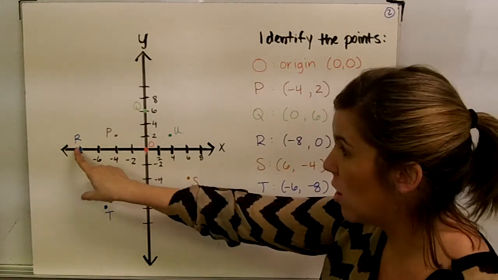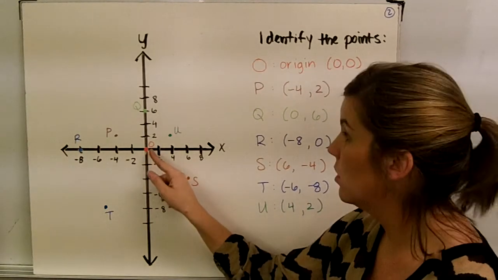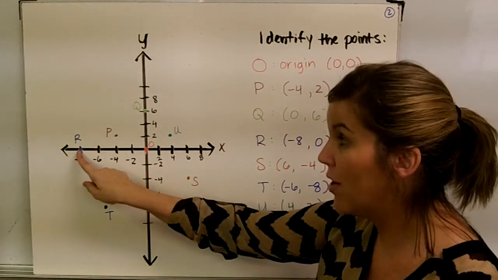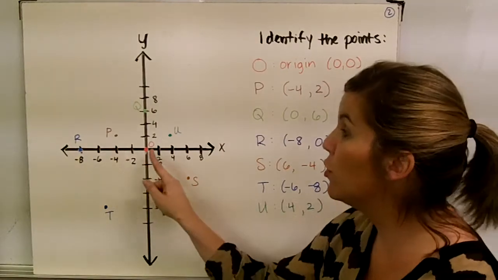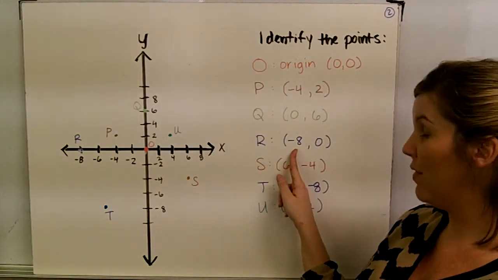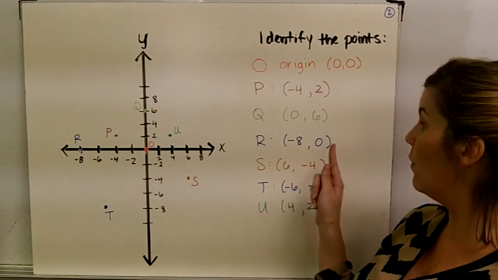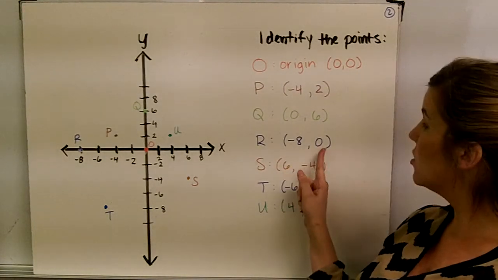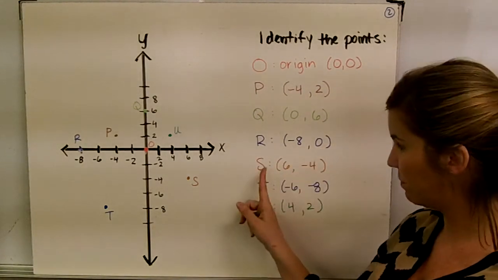R. Here's R. We did not move up or down. So we're right here on the x-axis. We moved left 8, which makes this negative 8. Our x value is negative 8. And again, we didn't go up or down any, so our y value is 0.